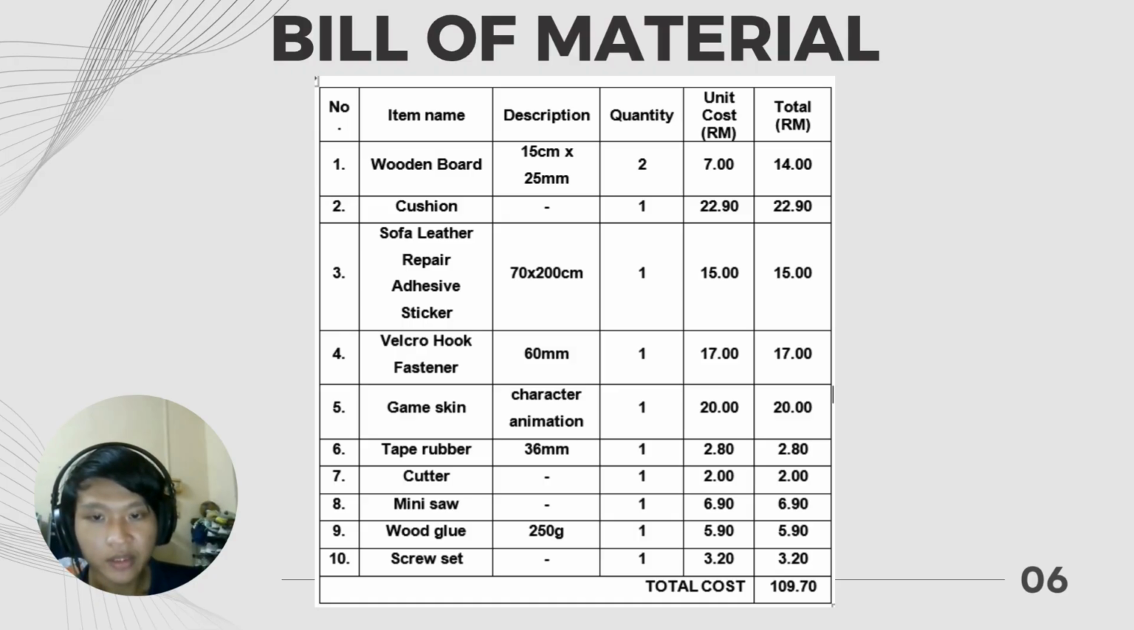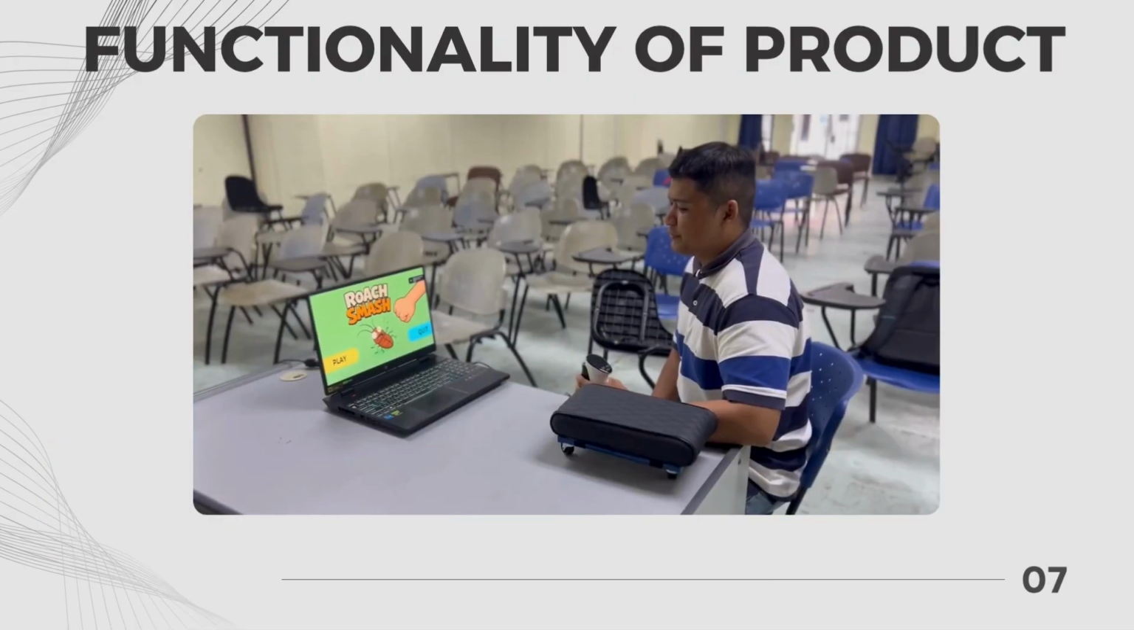Number six is a tape rubber. Number seven is a cutter. Number eight is a mini saw. Number nine is wood glue. And number ten is a screw set. The total cost came to close to 110. That is all for me.